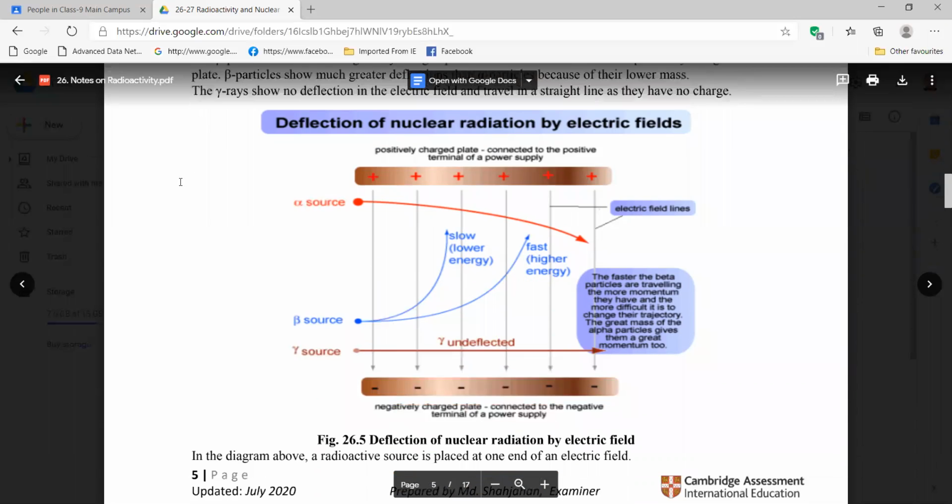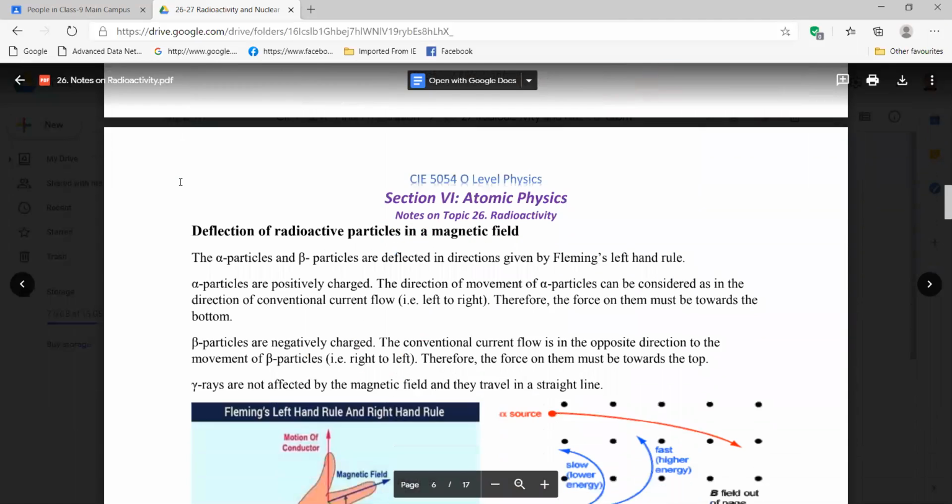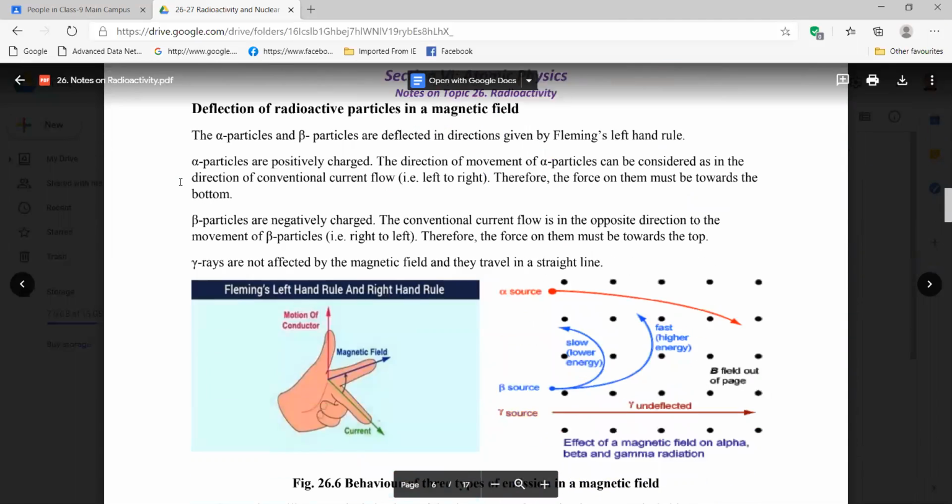Now we are going to this one. Deflection of radioactive particles in a magnetic field.